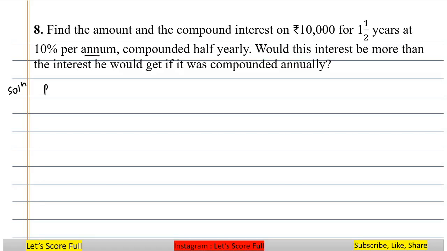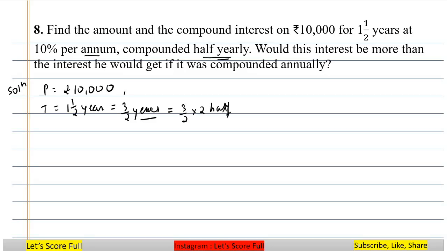So the principal is given, rupees 10,000. Here the time period is given as 1.5 years. We can write that as a fraction, that is 3/2 years. But as the compounding period is half yearly, in 1 year we know there are 2 half years, right? So to convert years into half years, we need to multiply by 2. So 3/2 times 2 is 3 half years. So the time will be 3 half years.